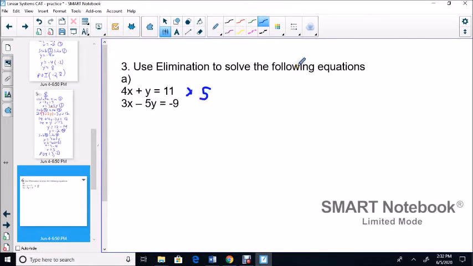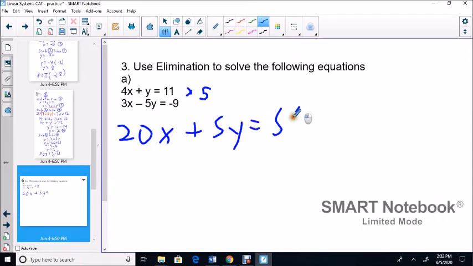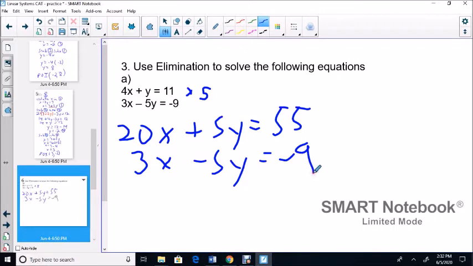So I multiply that line by 5 and I get 20x plus 5y equals 55. It's equivalent to the first line. And then I write the other line underneath: 3x minus 5y equals negative 9. Now I have to determine how to cancel or eliminate these. So do I add or subtract?